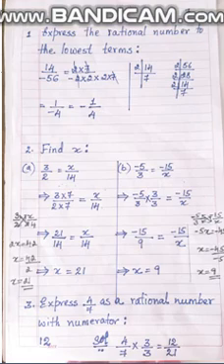Let us solve a few sums. Express the rational number to the lowest term. 14 by minus 56. Find out the prime factors of 14. 2 sevens are 14. Then find out the prime factors of 56. Now it is 2 into 2 into 2 into 7.